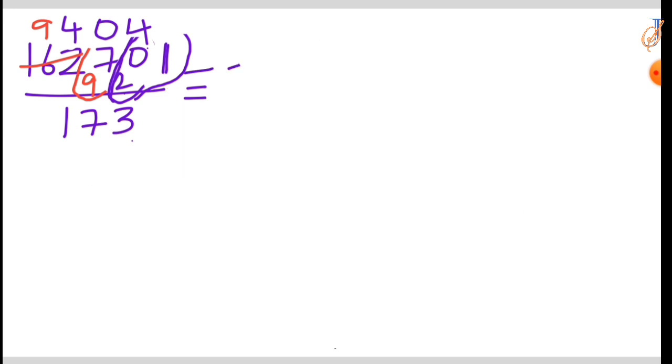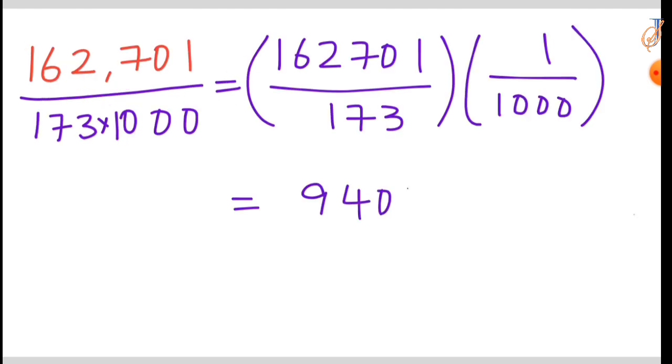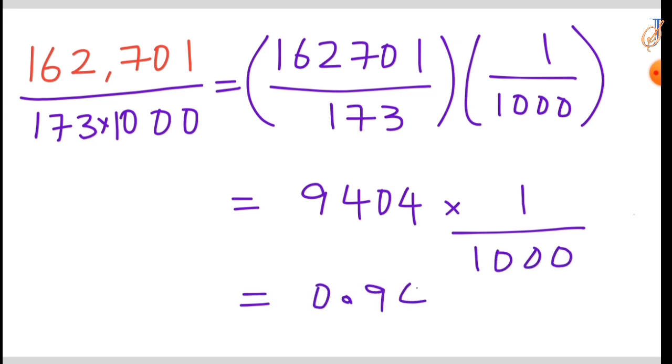So when you do the division 162,701 divided by 173, we got 9,404 times 1 over 1000. When you do the division here, you will get 0.9404. This is the final result.